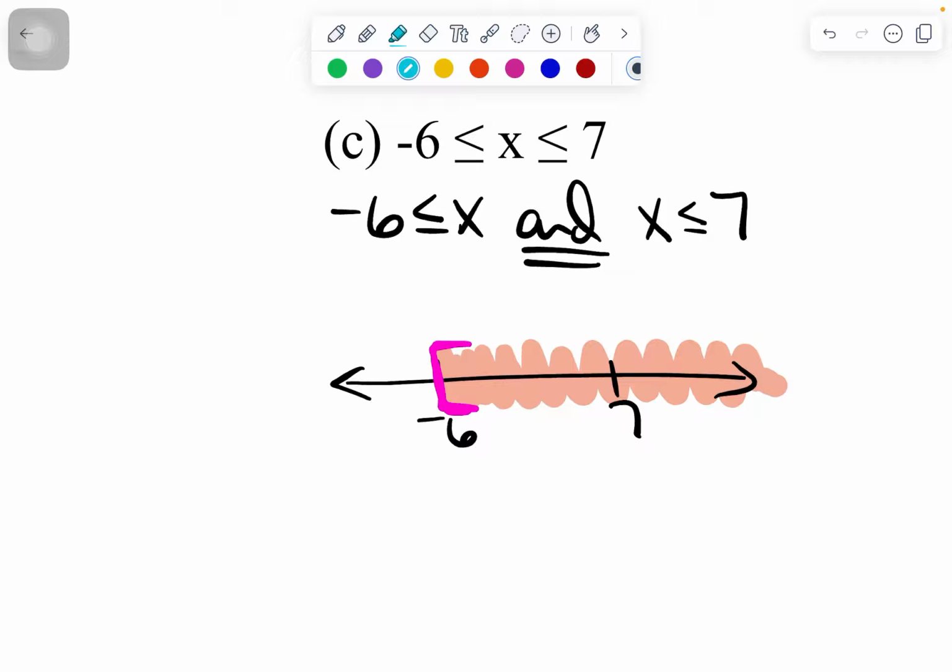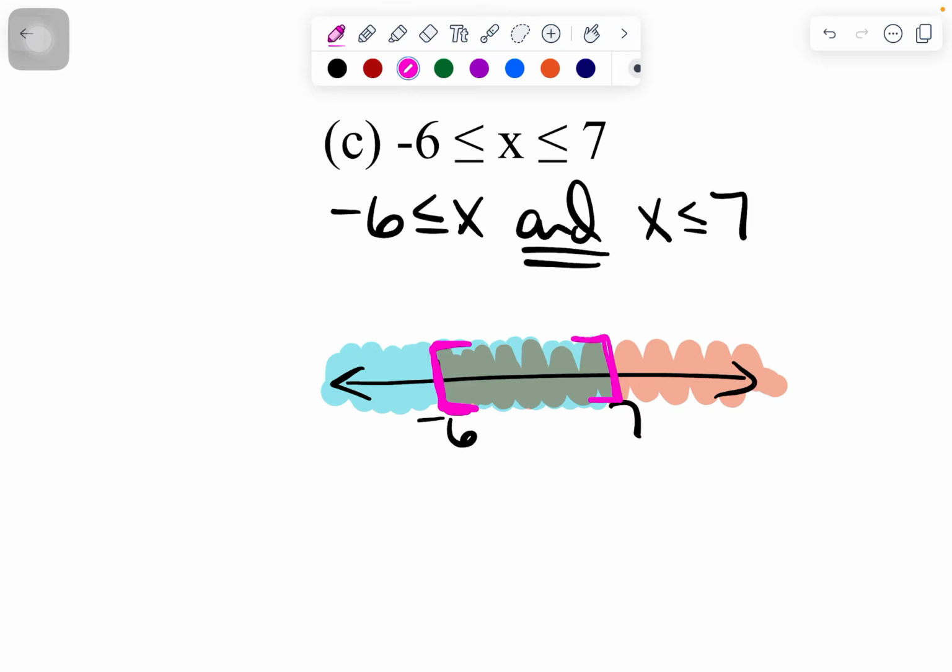And then I want to have the inequality x is less than or equal to 7. So from 7 here, I need to shade things that are less than that. So we're going to go to the left there. Grab my highlighter. Left, left, left, left, left. And I need a bracket again because I have the equal to.